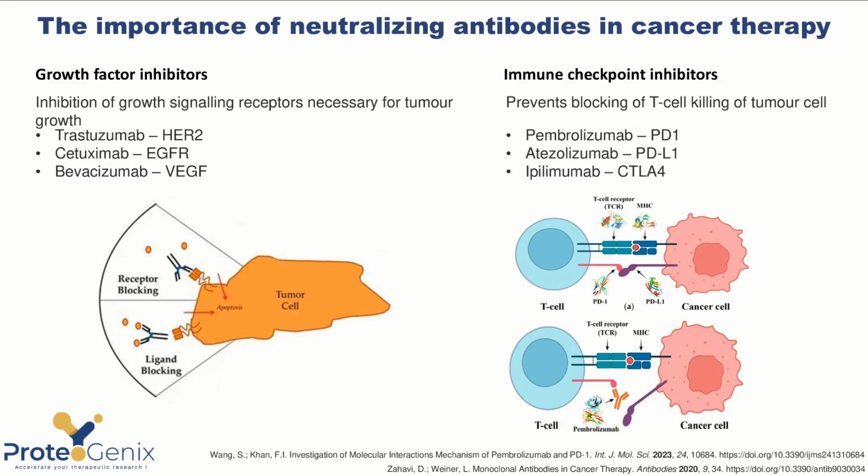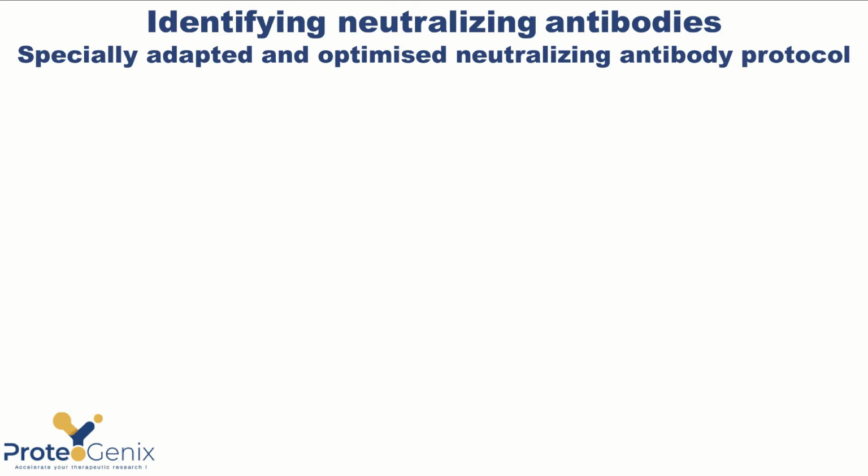Examples of antibodies with such mechanisms are pembrolizumab, which is targeted against PD-1, atezolizumab, which targets PD-L1 on the other side of the same interaction, and ipilimumab, which targets CTLA-4. For these important cases, we have optimized a special protocol to select for these ligand receptor interaction neutralizing antibodies.